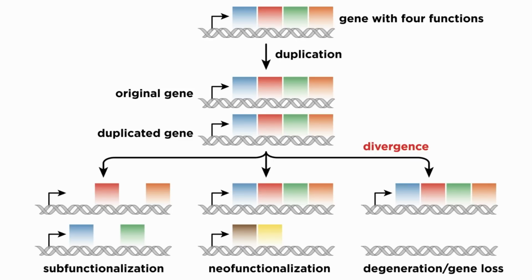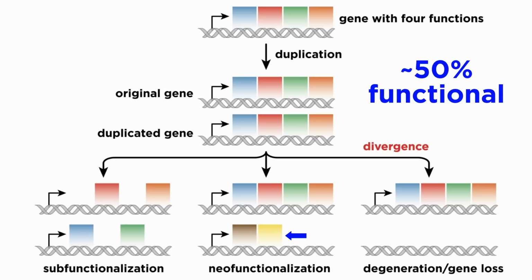With two copies of the same gene, neofunctionalization is now possible. One copy of the gene can be retained, while the other gene can slowly accumulate mutations and therefore yield a totally different protein product. No function is lost, while a new one can be gained, and studies show that around 50% of gene duplications lead to functional divergence.